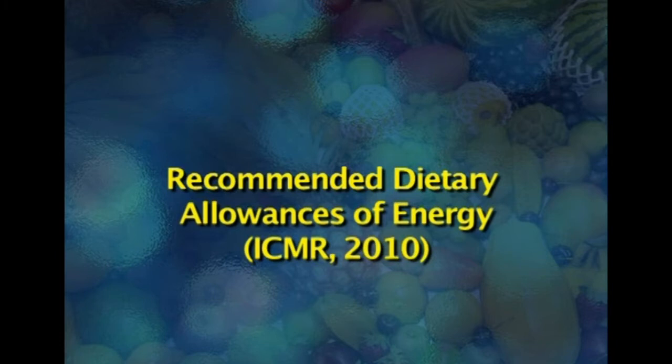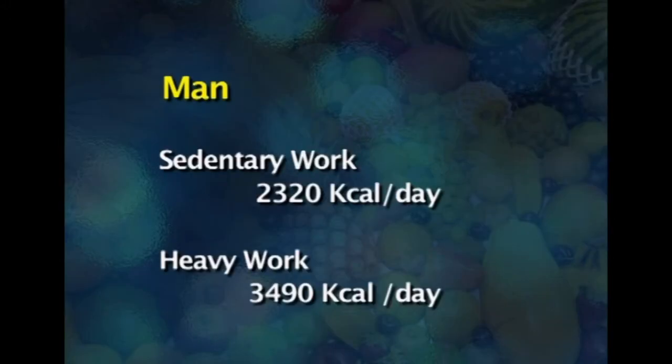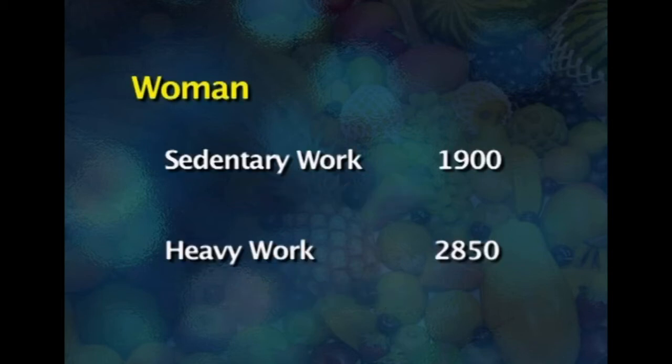So let us look into the recommended dietary allowances of energy as given by ICMR in 2010. They were revised in 2010 and these are the latest values which we are supposed to use. We classify men and women under the categories of sedentary, moderate and heavy work, and given here are the energy requirements per day. For example, a sedentary man requires 2320 kilocalories, but a man with heavy work requires 3490 calories. A woman with sedentary work requires 1900 calories, while a heavy worker requires 2850 calories.